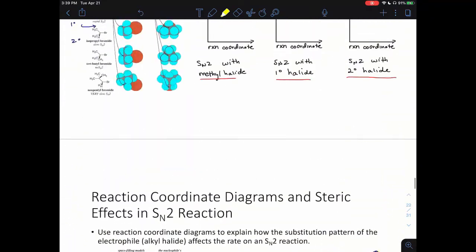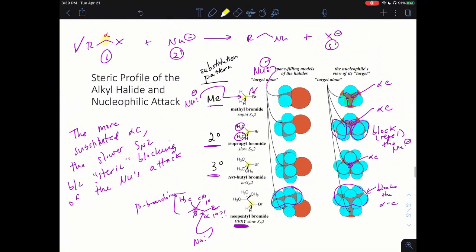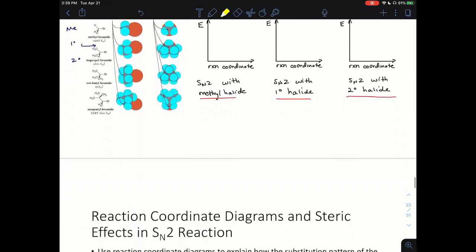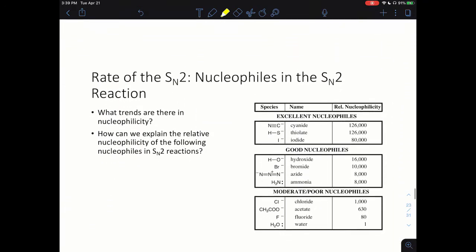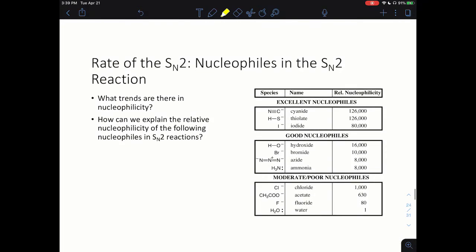Okay, that really does end our discussion about the alkyl halide steric profile. So alkyl halide, check. Again, you might need to re-listen to that. We're going to move on now to the nucleophile, and we're going to think about how the nucleophile affects the rate of SN2. So if you recall, the rate law has the alkyl halide and it has the nucleophile. So the less sterically hindered the alpha carbon of the electrophile, the alkyl halide, the faster the reaction.